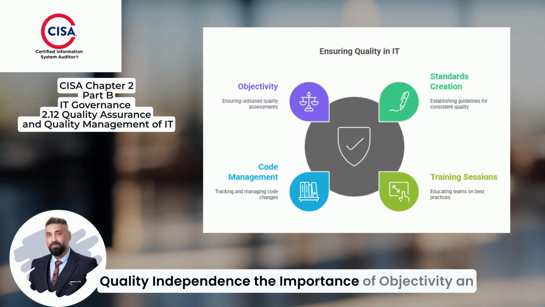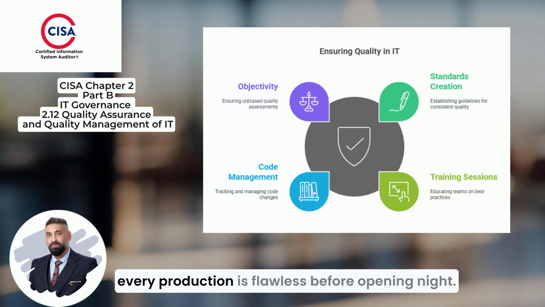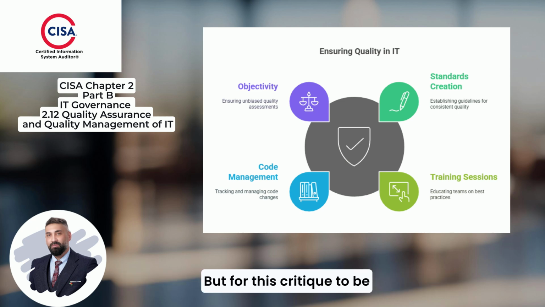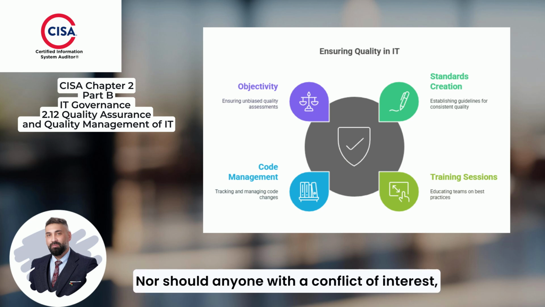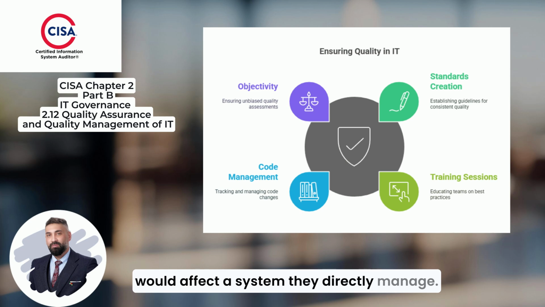Quality independence, the importance of objectivity. An important principle in QA is independence. The QA team's role might sometimes be seen as a backstage critic, stepping in to ensure every production is flawless before opening night. But for this critique to be meaningful, it has to be unbiased. Under no circumstances should QA personnel review their own work, nor should anyone with a conflict of interest, such as a database administrator assessing changes that would affect a system they directly manage.